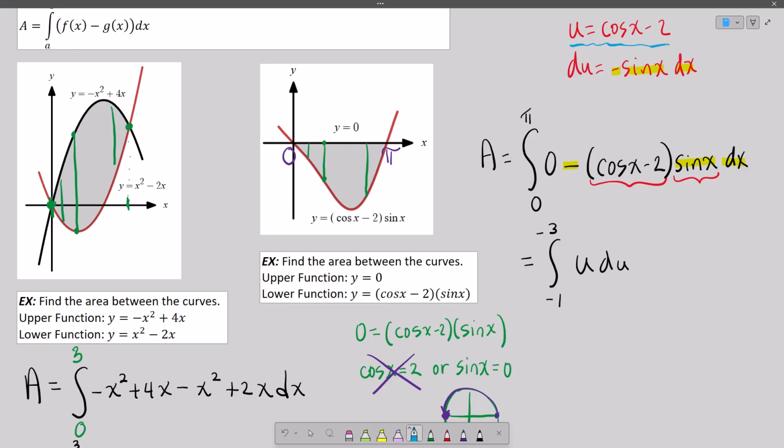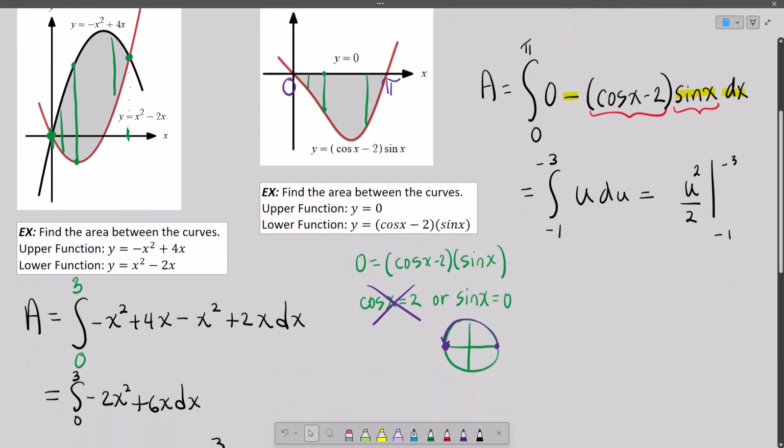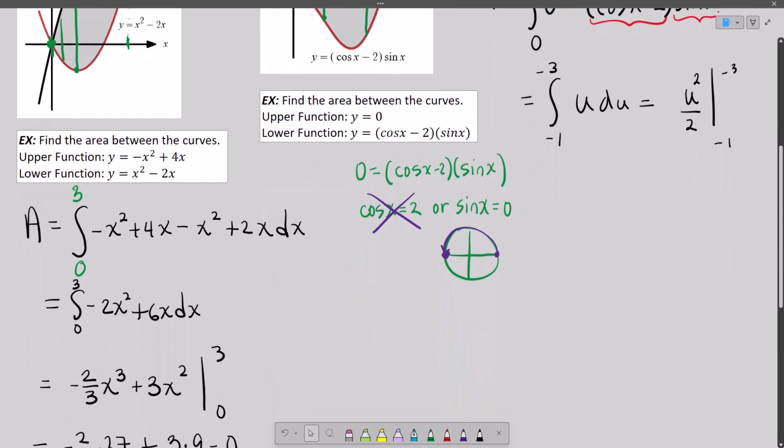Now we have a pretty simple integral. This is a polynomial. That's the simplest type of integral. We can use that power rule thing where we add 1 to the exponent, divide by the new exponent, and then we will evaluate on the interval. So polynomial integration: add 1 and divide by the new exponent. That's the power rule for integrals.